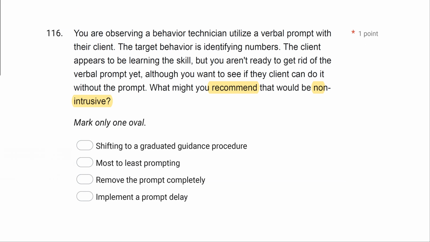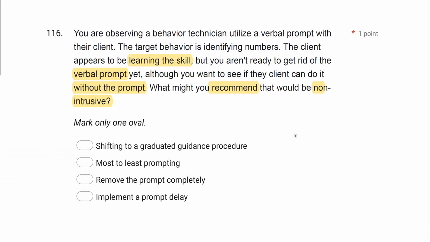Now, additionally, the client appears to be learning the skill, which is good, but you don't want to get rid of the verbal prompt yet. Meaning, you don't want to fade the prompt just yet, but you want to see, can the client do it without the prompt? What can we do here? Well, let's look at A, shifting to a graduated guidance procedure. Graduated guidance is a type of physical prompting, and we want to be non-intrusive, so we can eliminate A on that basis. B, most to least prompting.